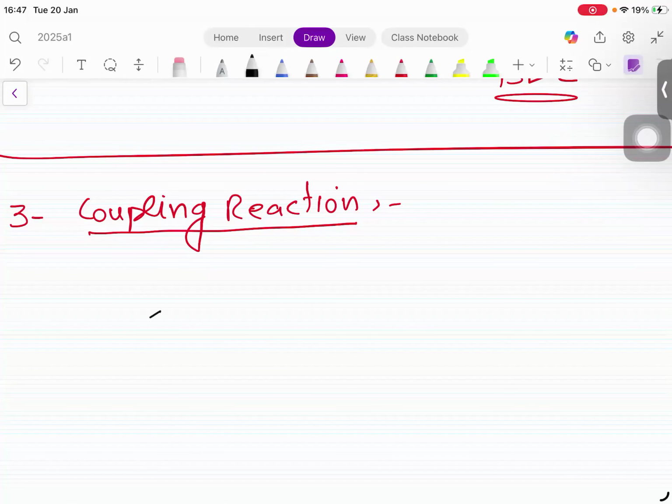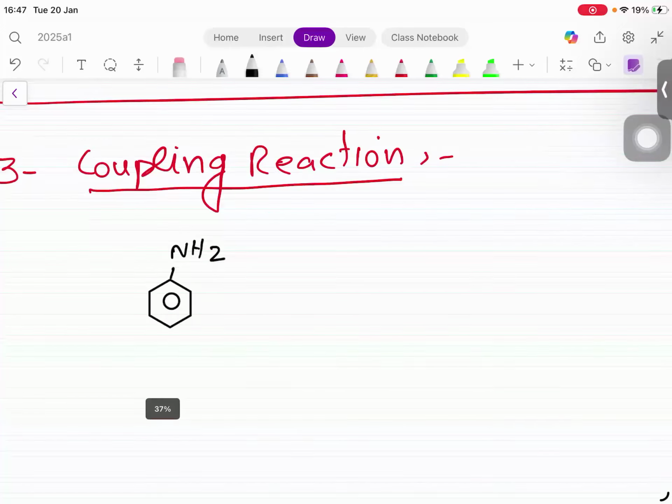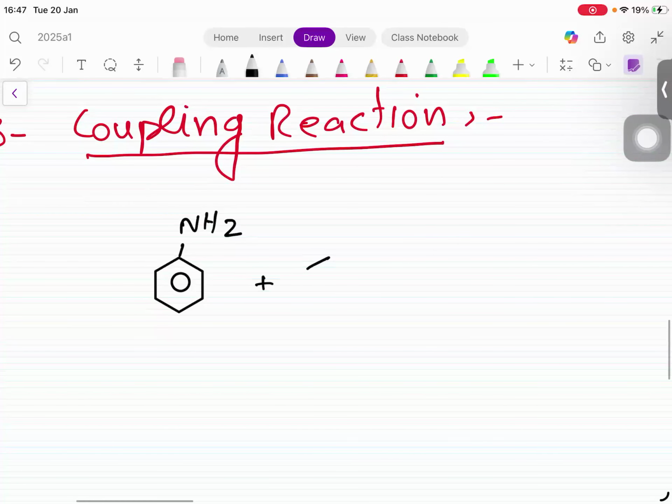This is phenylamine. It reacts with BDC, the compound that just formed, in the presence of NaOH aqueous catalyst.